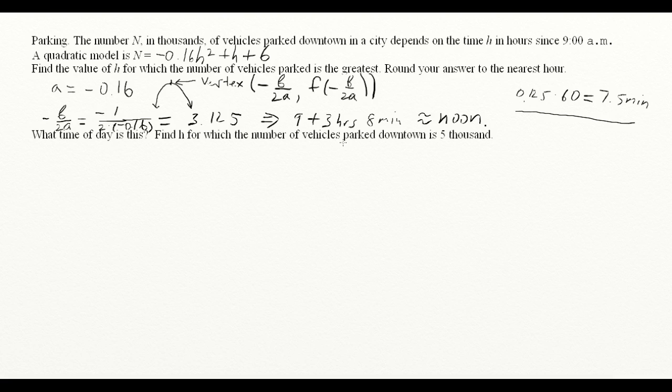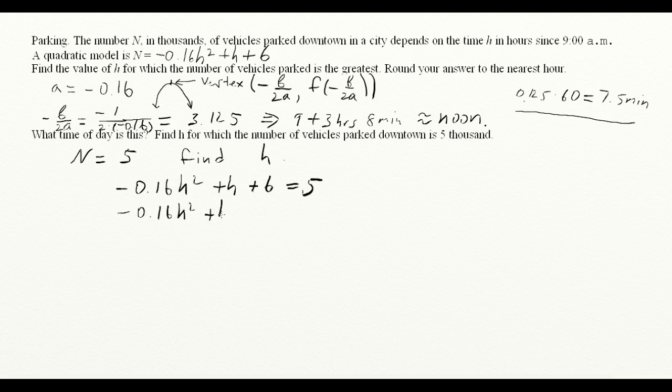Next we have to find h for which the number of vehicles parked downtown is 5,000. Here we have n. N is 5, and what we have to find is when does this happen? At what time? So we have to solve a quadratic equation. Negative 1600 h squared plus h plus 6 is equal to 5. Now we subtract 5 from both sides, and that gives us negative 1600 h squared plus h plus 1 equals 0. And use the quadratic formula.